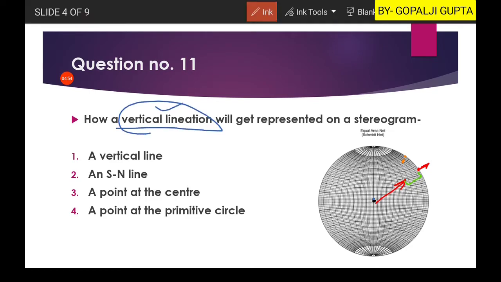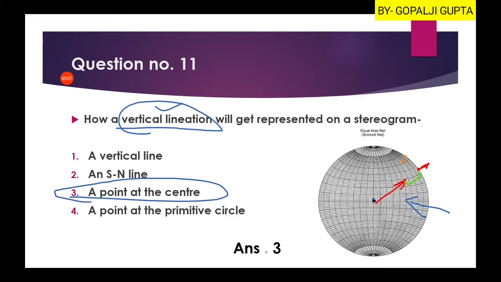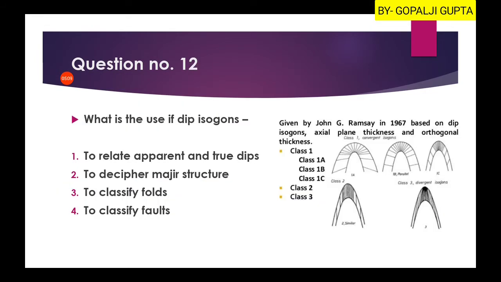Okay, so 90 degrees, as I have already discussed, as we move towards the center, the inclination increases, and at the point of the center, it is vertical. Now the next question is, what is the use of dip isogons? So dip isogons are used to classify the folds.